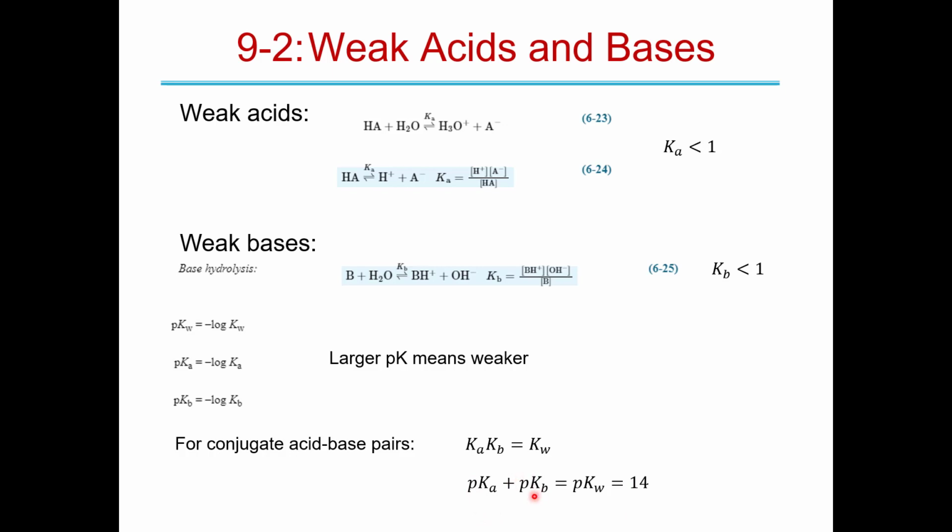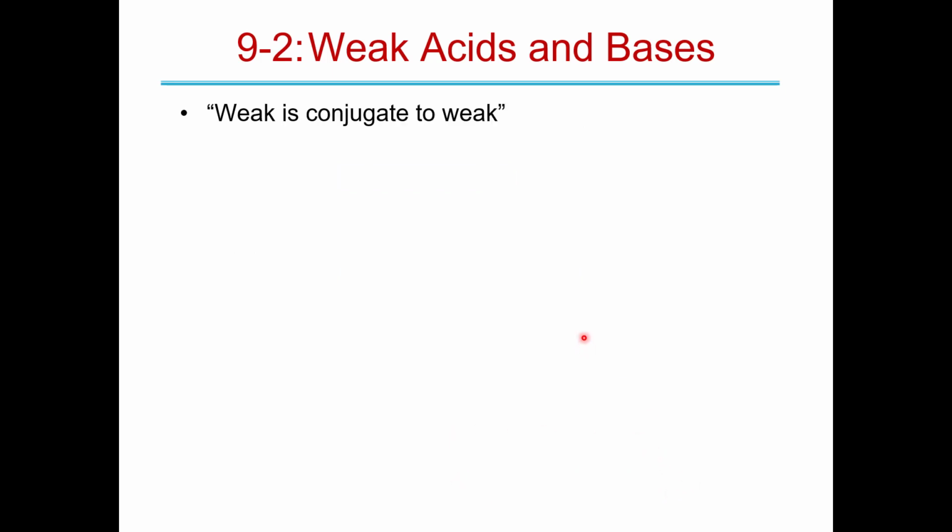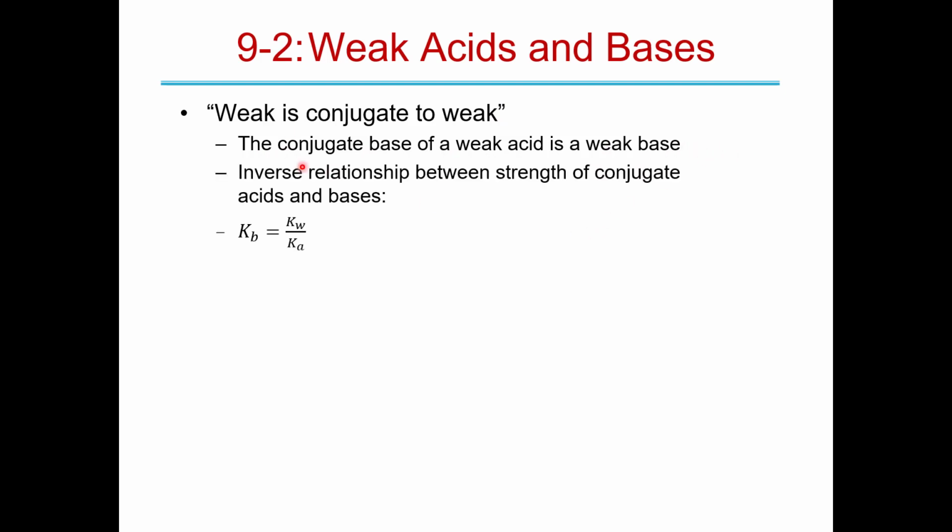So the pKa plus the pKb will always equal pKw, which at 25 degrees Celsius is 14. So these are some useful relationships. A couple of notes. Harris talks about, remember, weak is conjugate to weak. So the conjugate base of a weak acid is in fact a base and behaves like a base in solution, but it is a weak base. So that's what it means that weak is conjugate to weak. Similarly, the conjugate acid of a weak base is also a weak acid. So how is that? Well, we have an inverse relationship between strength of conjugate acids and bases.